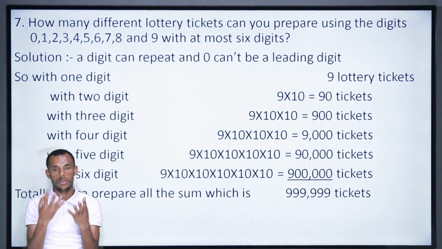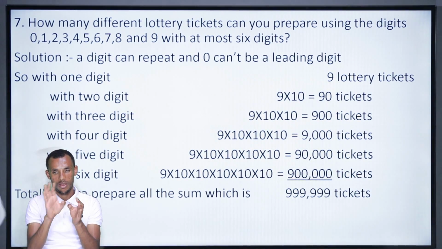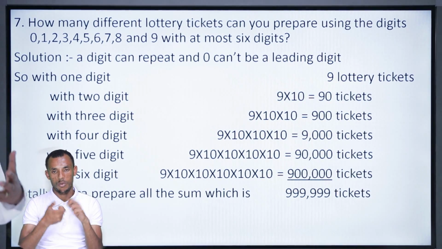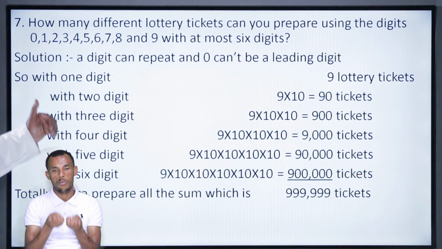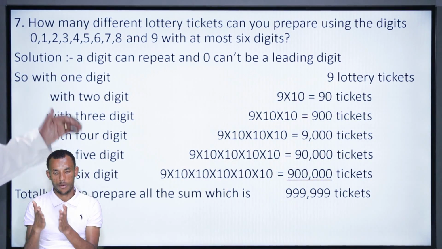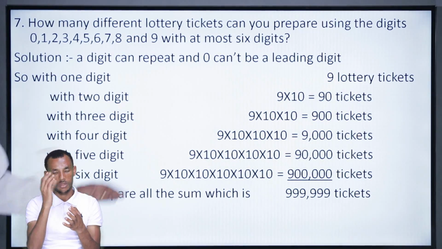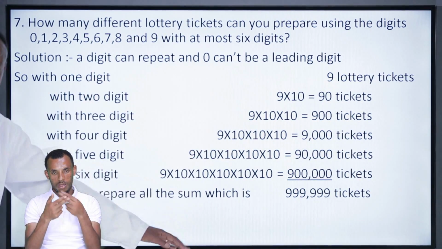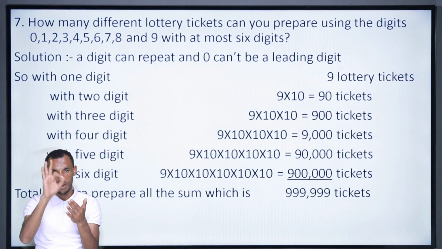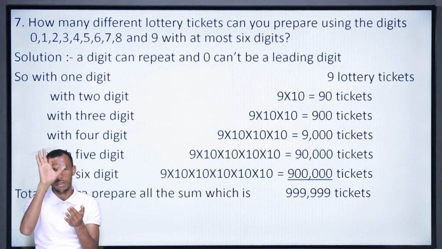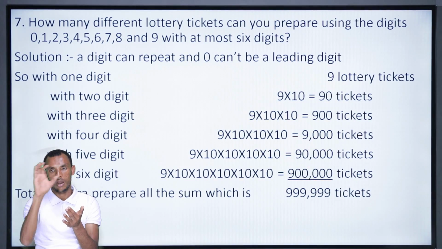So when you are preparing a lottery ticket, it is a problem which takes order into consideration. So how many lottery tickets can you prepare with at most 6 digits? When we calculate separately and add up, you will get the result 999,999.